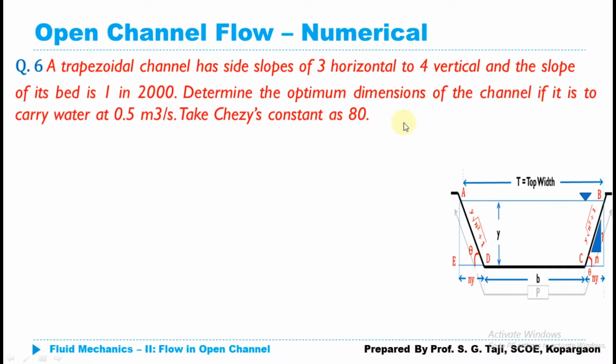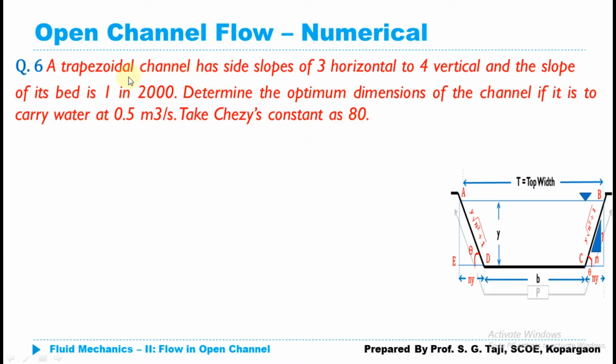So it is asked: a trapezoidal channel has side slopes of 3 horizontal to 4 vertical, and the slope of its bed is 1 in 2000. Determine the optimum dimensions of the channel if it is to carry water at 0.5 meter cube per second. Take Chezy's constant as 80.